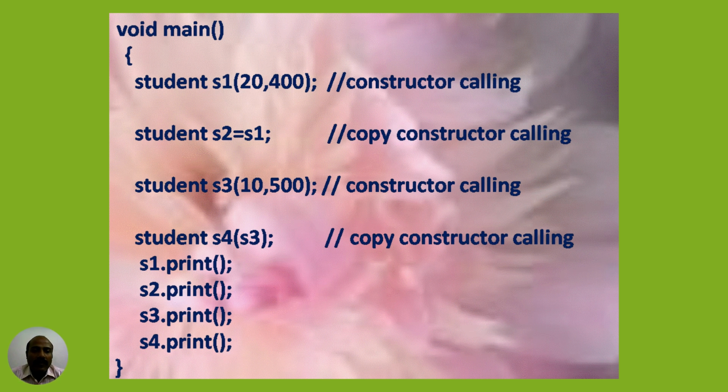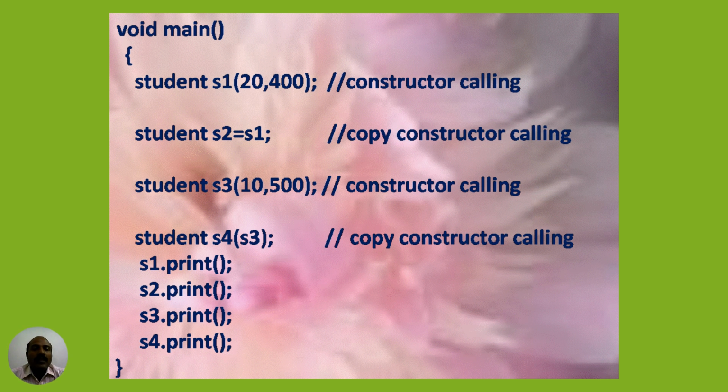The first object has the values 20 and 400. For the second object, we directly send the object, and the third one is 10 and 500. And the fourth one is copy constructor calling, that is student S4 of S3. Here the S3 object we can directly send. That is copy constructor calling. And the second one is the same as the first one. Here the values are initialized in the first object, so we need not specify the values of S1 explicitly. Already the values of S1 are declared as 20 and 400.